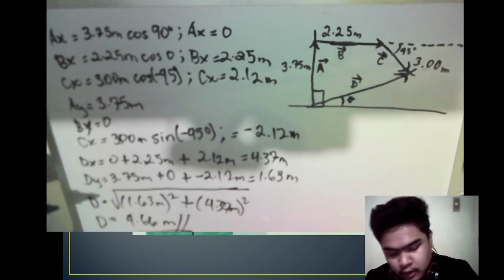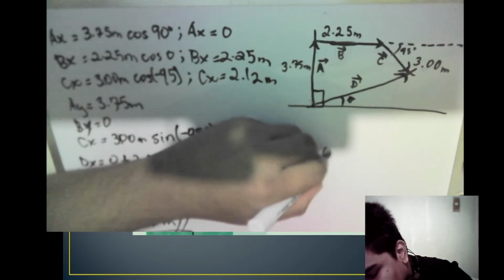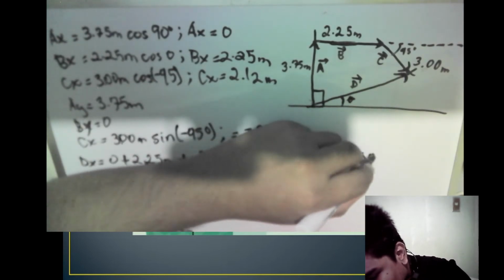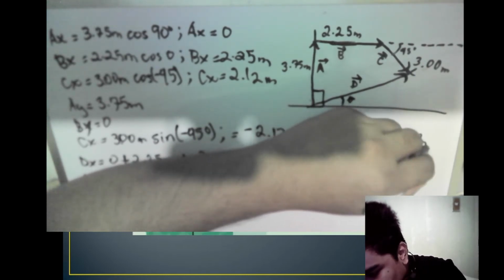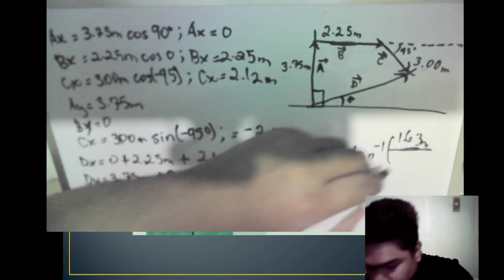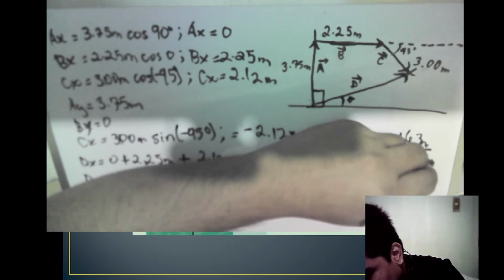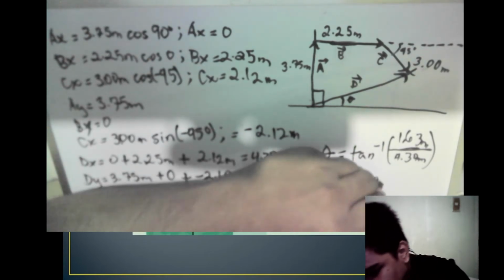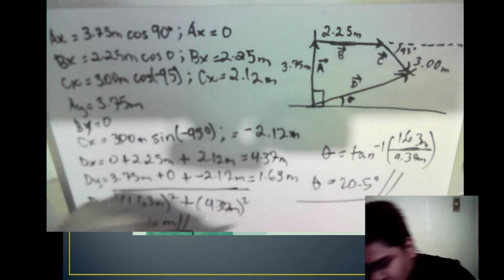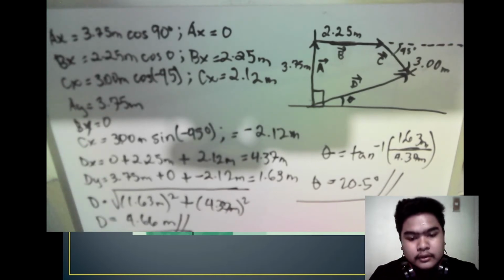And for the direction ng angle, ang kailangan po natin gawin is theta equals to inverse tangent of 1.63 meter divided by 4.37 meter. So, yung final answer po is 20.5 degrees. So, ito po yung direction ng D and ito naman po yung magnitude ng D. So, let's proceed po sa subtraction of vectors.